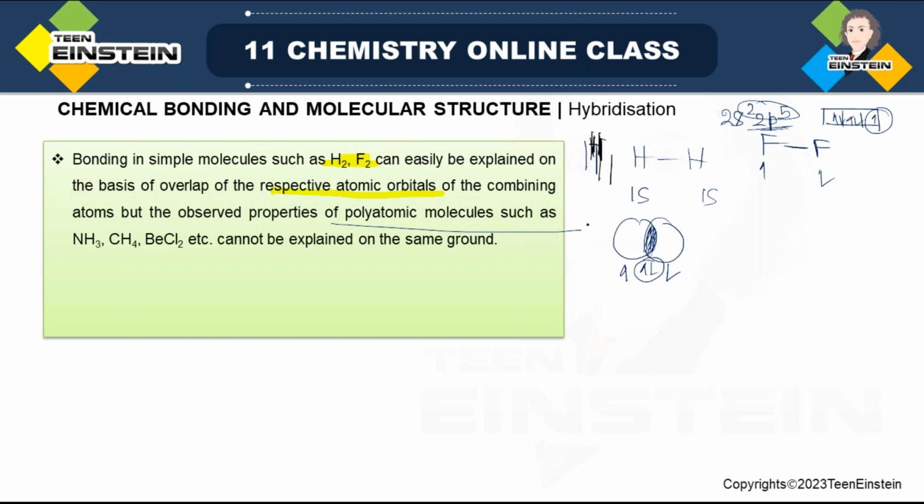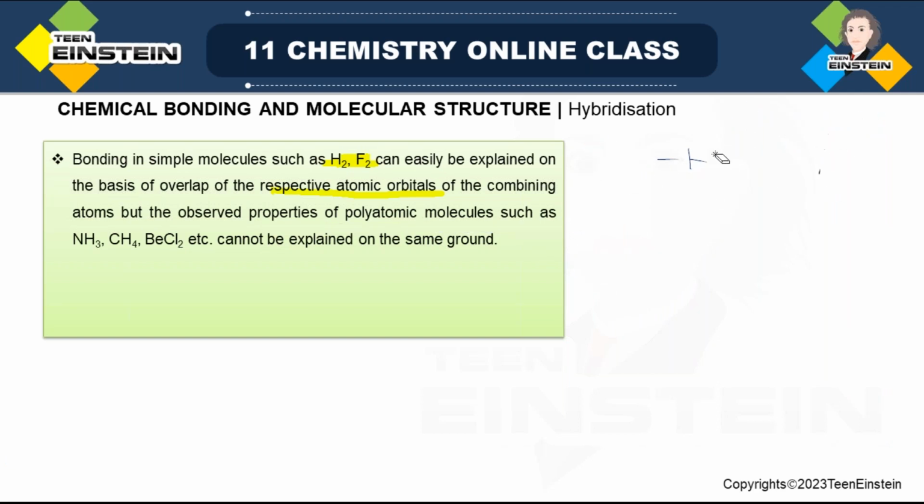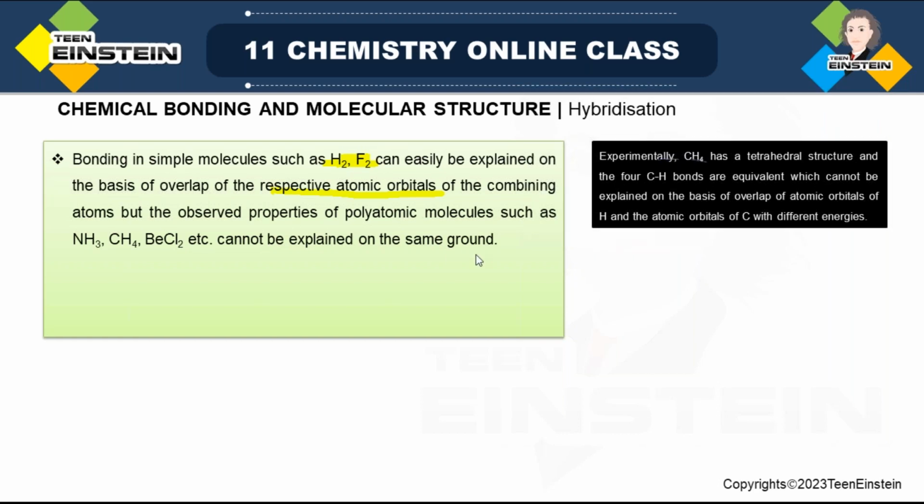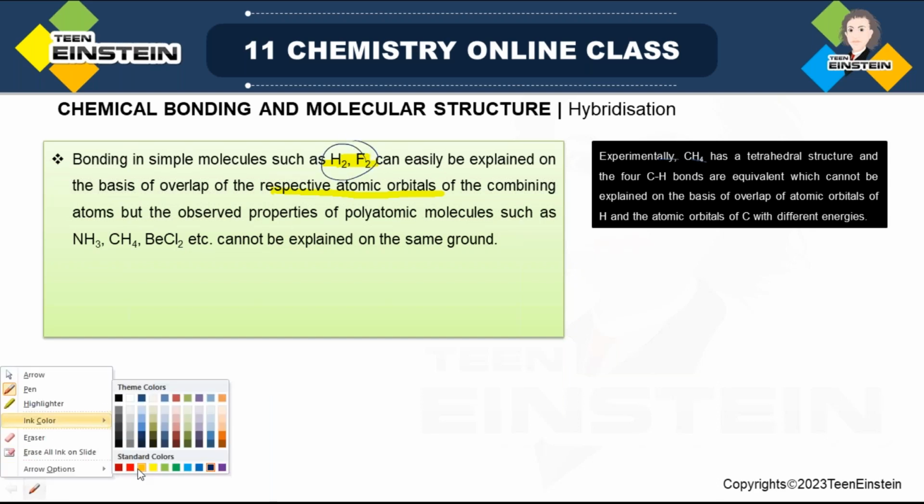So in these cases, if we try to explain the bonding on the same ground, there is some problem. Also some of the features may not match with the experimental observation. So what to do in those cases, that we have to see. As I have mentioned, sometimes there may be experimental problems, which indicate that the simple logic that we have applied for H2 and F2, we cannot apply to complex molecules.